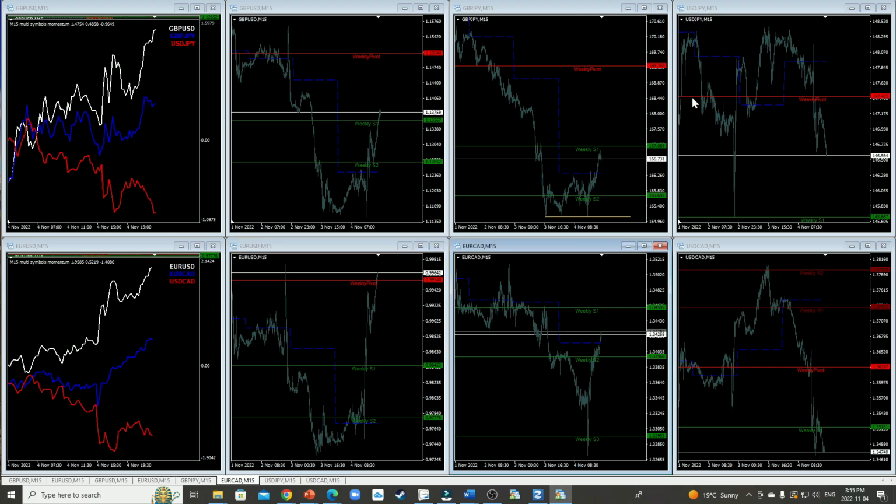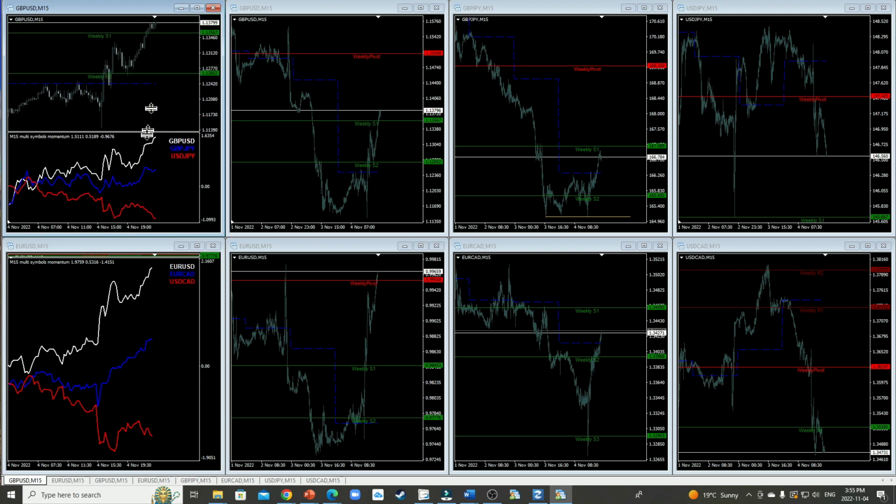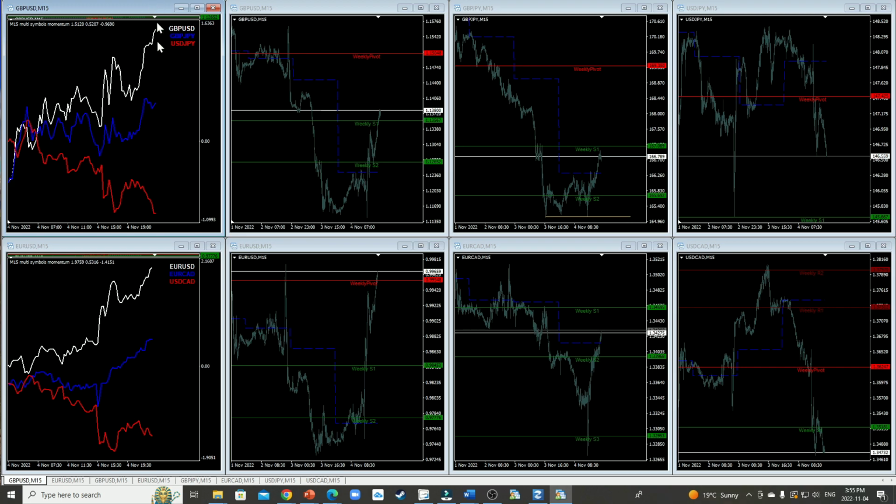So now I have two triads, and what you see here on the left is an indicator on MetaTrader called multi-symbols momentum. This is the indicator that I discovered several years ago. I don't know how many years I've been using it, but let's just say it's ancient. Basically, I maximize this chart, add the indicator, and just select these.